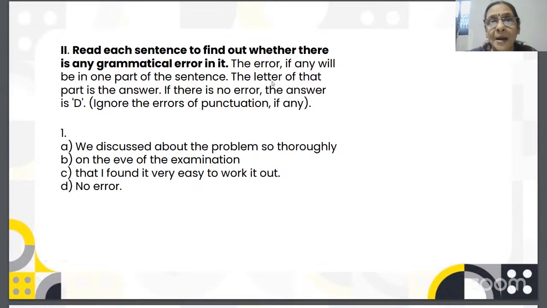The erroneous part in A is that we discussed about. Whenever you use discussed, do not use about, because already the meaning of about is in discuss. So discussed will never take about after it. It already has a meaning of about in it. So we discussed the problem so thoroughly. So that is the answer.